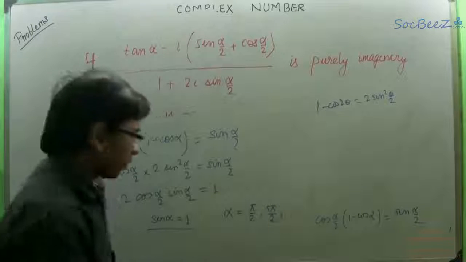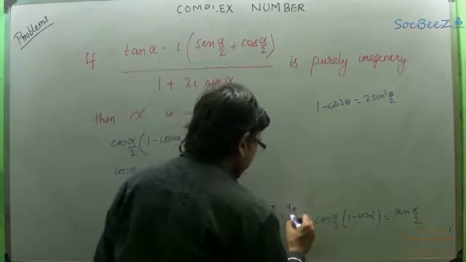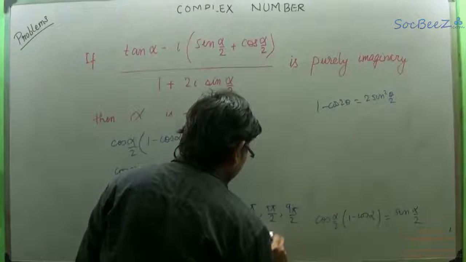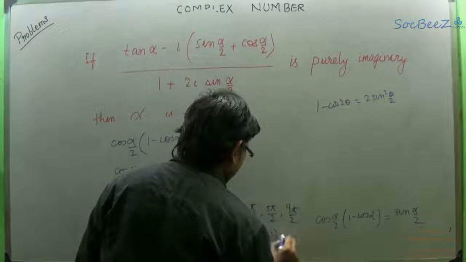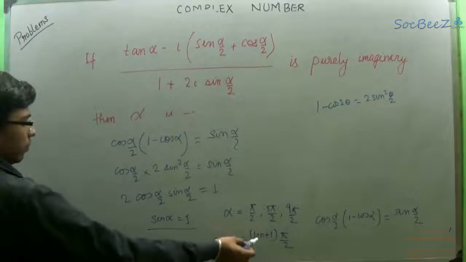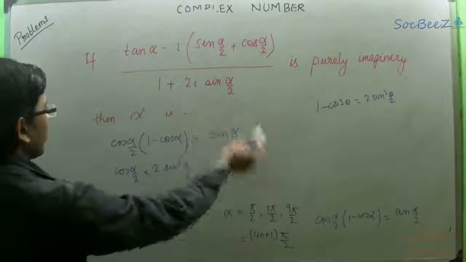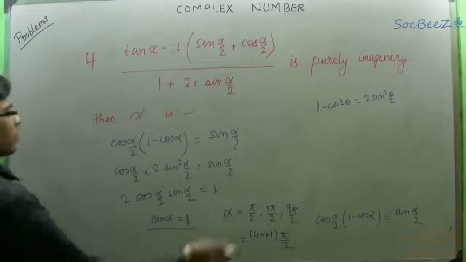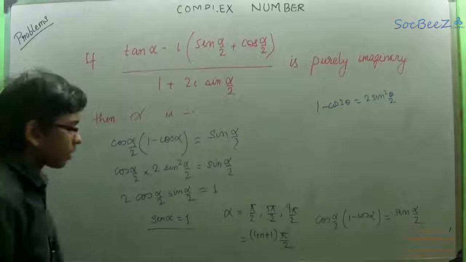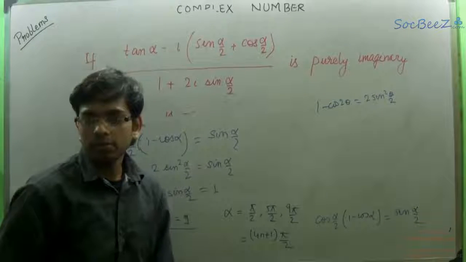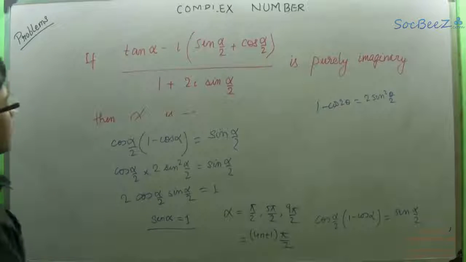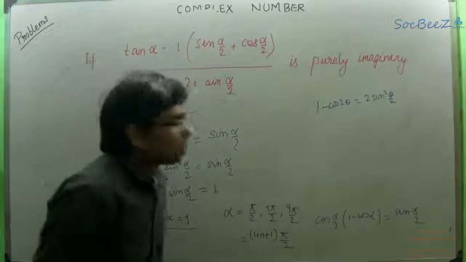Again, not 7 pi by 2, 9 pi by 2. Or we can write it as 4n plus 1 pi by 2. Okay, so we have alpha as 4n plus 1 pi by 2, for which the real part of this complex number is 0 and the complex number which we are getting is purely imaginary. Okay, so from this we conclude the complex number lecture series. Thank you.